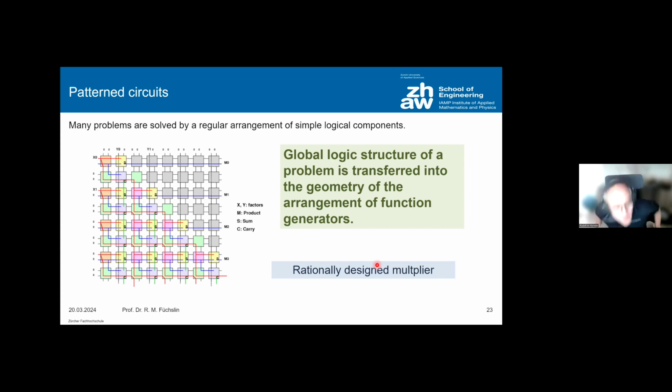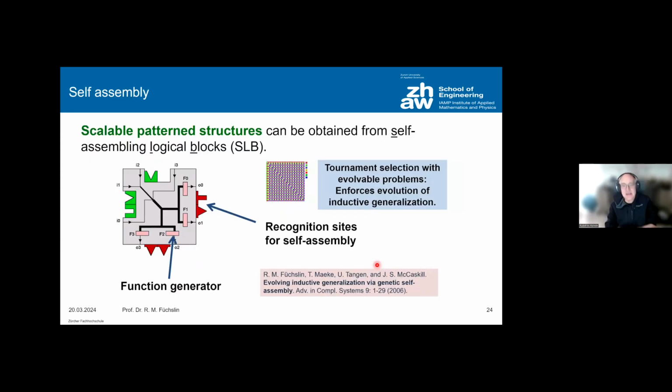That's a pattern of fundamental, very simple logical functionalities. And then I realized that what is done here is you transfer the global logical structure of a problem into the geometry of the arrangement of function generators. You turn logic into patterns. And then I asked myself, well, is it easy to evolve patterns? And as a matter of fact, it is.